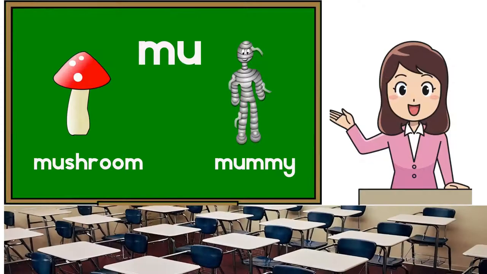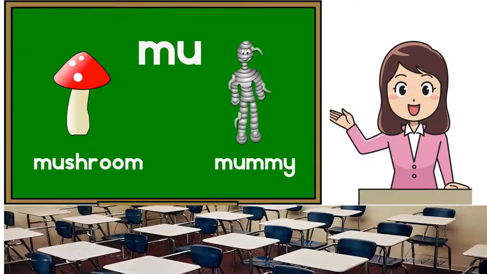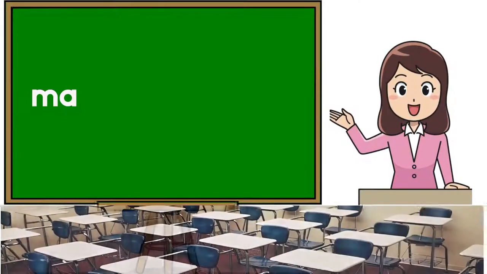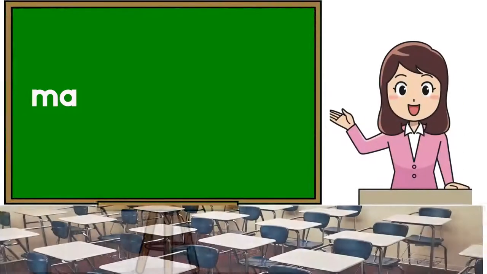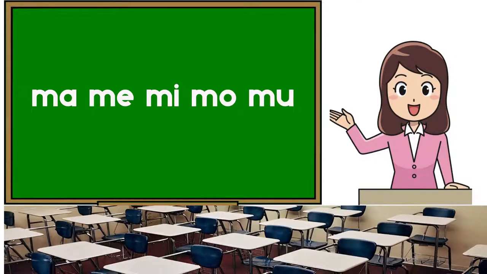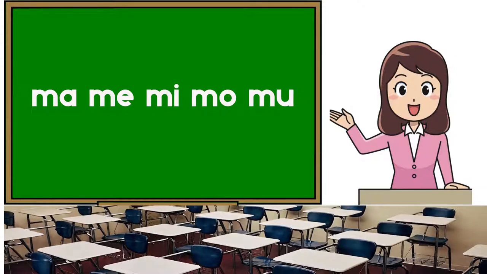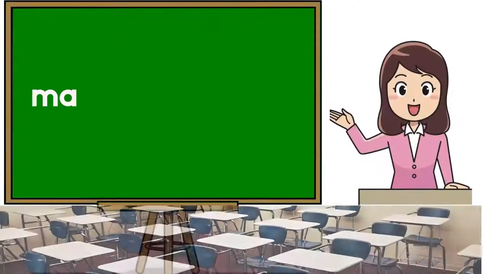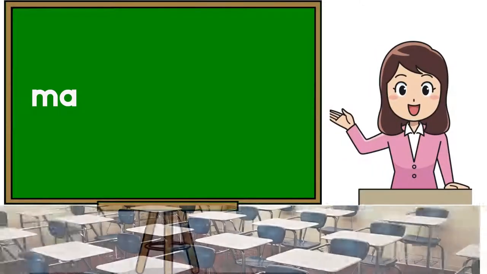Mu is for mushroom. Mu, mushroom. Mu is for mummy. Mu, mummy. Okay, let's read the syllables again. Ma, me, mi, mo, mu. Again. Ma, me, mi, mo, mu.